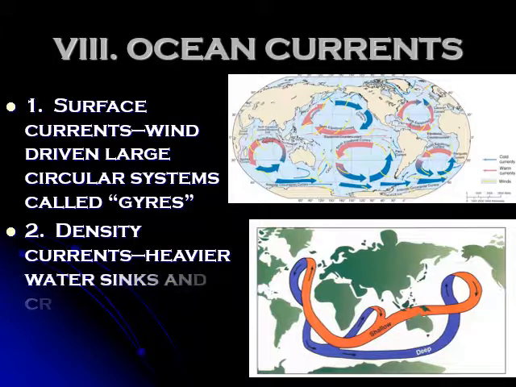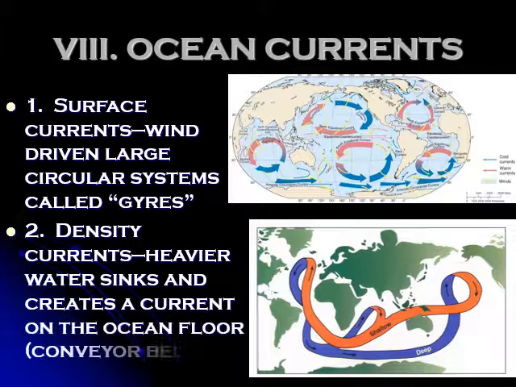So we also have what's called a density current. Find Greenland on the map. This is where heavy water sinks and it creates a current on the ocean floor. It's a very famous current. It's called the conveyor belt. And this is a very slow moving current, in terms of hundreds of years.